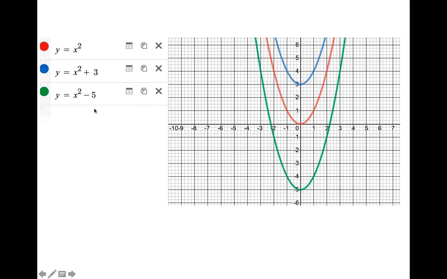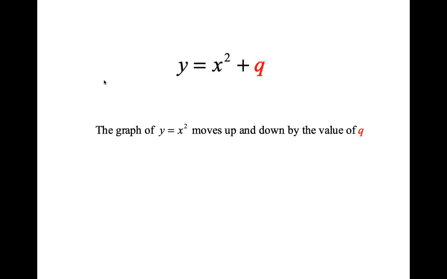So when I add a number or subtract a number on the end, it's actually a very simple translation of this graph. It simply moves it up or down. And the way we write this is by using the following notes. If I just add a number like a q on the end, then that takes my graph of y is equal to x squared and moves it up and down by the value of q.